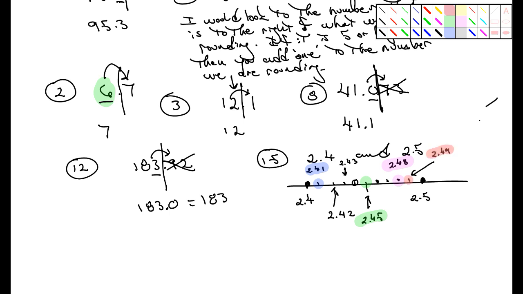All right. So the question is, going back to number 15, it says, if the area of the park is exactly halfway between 2.4 and 2.5 acres, what is the area of the park? Well, what's halfway between 2.4 and 2.5? 2.45. That's the halfway mark. So the answer to number 15 is 2.45. That's the answer right there.